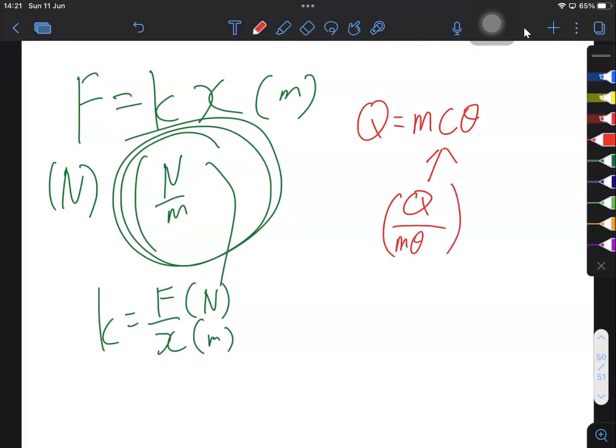So from here, you know the units for Q, right? What's the units for Q? Q is joules. Over? What's the units for m? What's the units for theta? Yeah, so what's the units?